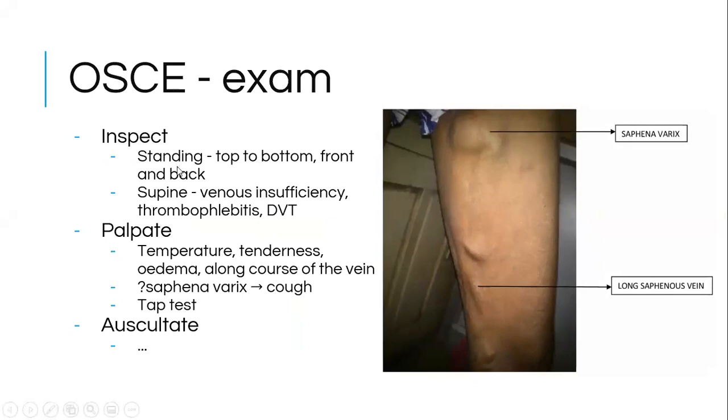Right, so you've done your inspection, you've looked top to bottom, front and back. You've had a look at them standing up, and also lying down, to look for any obvious venous insufficiency, thrombophlebitis, and DVT. I will show you photos of these when we get to the palpate bit. And then you palpate for temperature, tenderness and edema, and you do it along the course of the vein. If they have a saphenofemoral junction, do you know whereabouts you would find that or what it is?